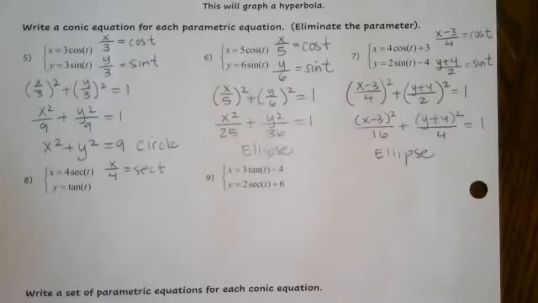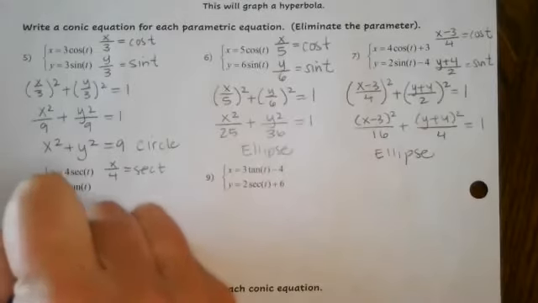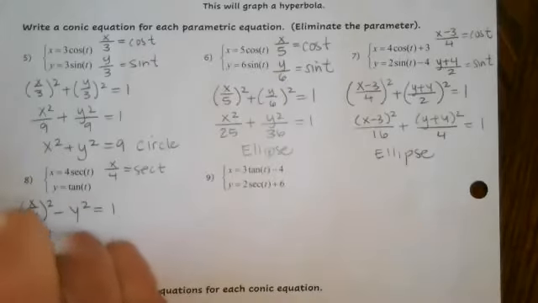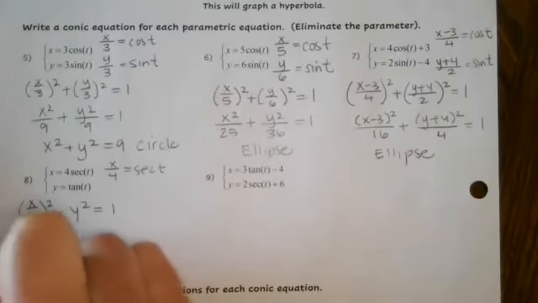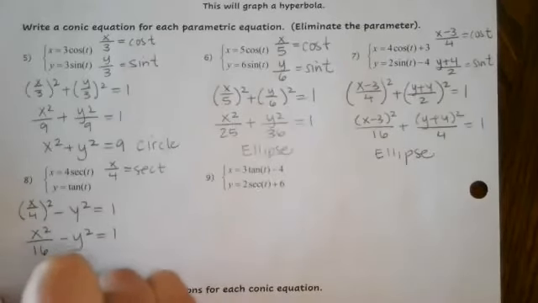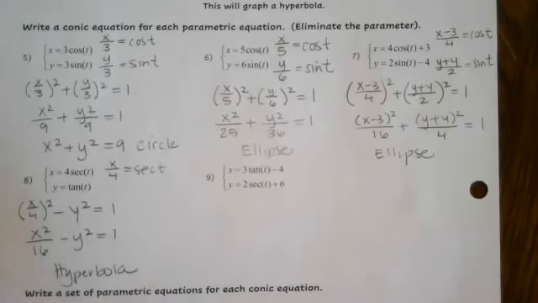Now our identity was secant squared of theta minus tangent squared of theta is equal to 1. So we're going to get x over 4 squared minus y squared is equal to 1. So I've plugged that in as secant squared minus tangent squared is equal to 1. When I simplify this, I get x squared over 16 minus y squared is equal to 1. And we can recognize that as a hyperbola since it's got the minus in the middle.